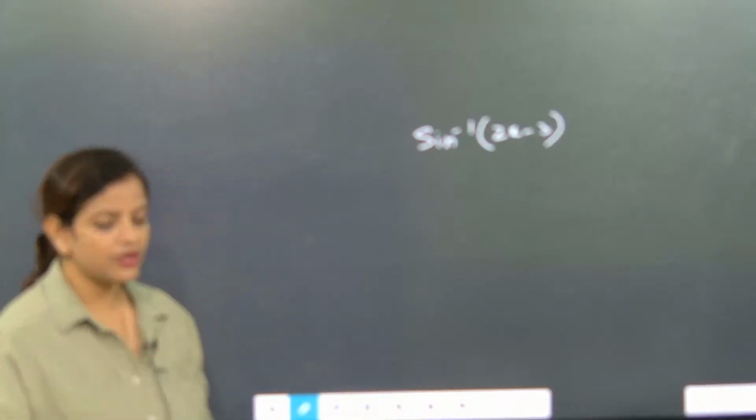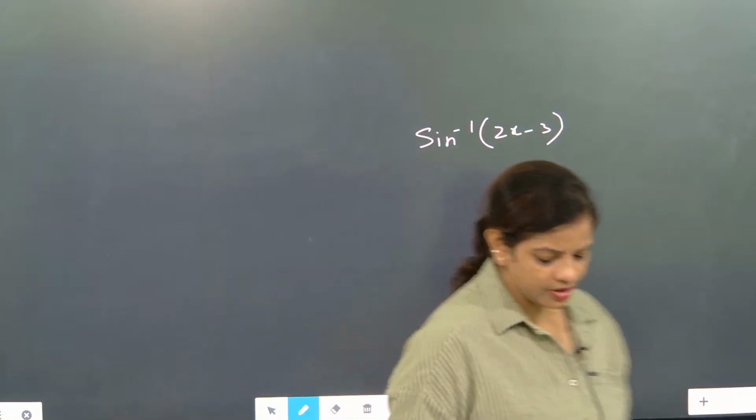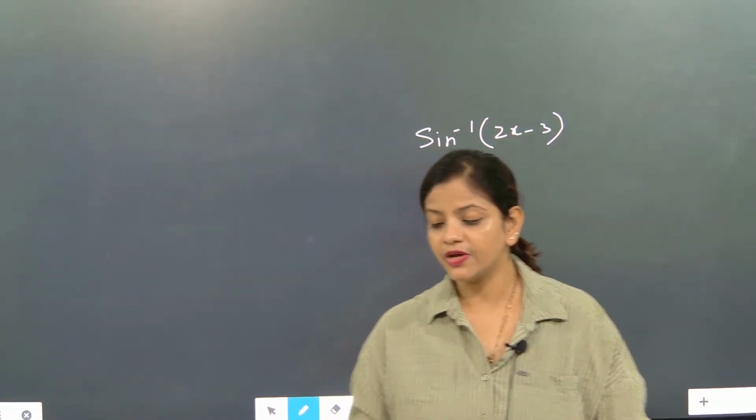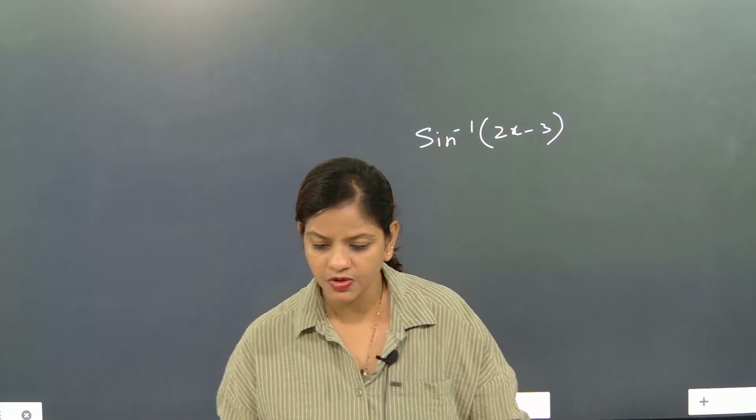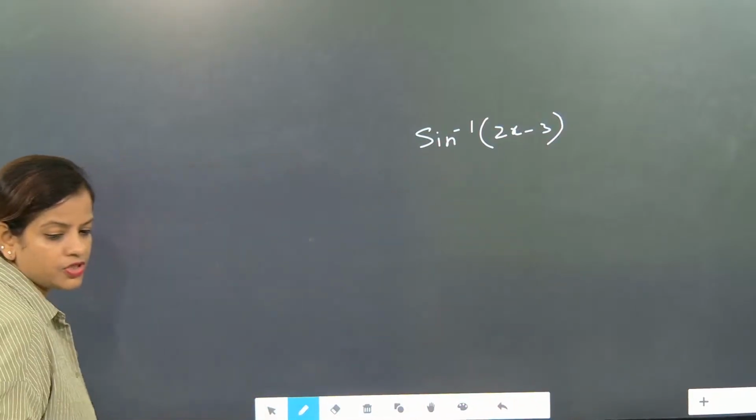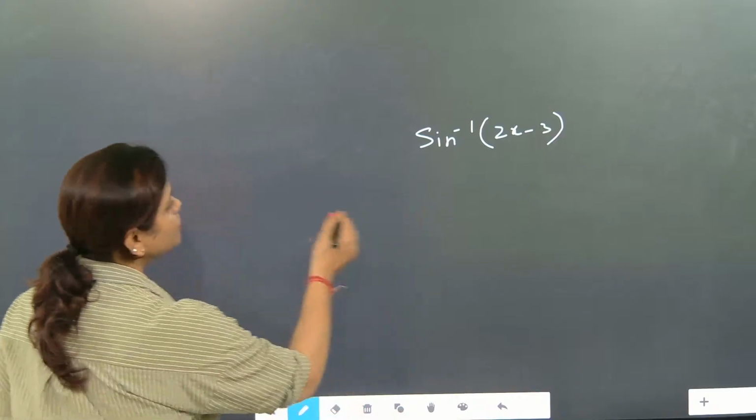Closed interval 1 to 2. Is it correct? Closed interval 1 to 2. How many of you are telling closed interval 1 to 2? Now, beta, very good. Okay, Joshika, closed interval 1 to 2. So how to do it, beta?